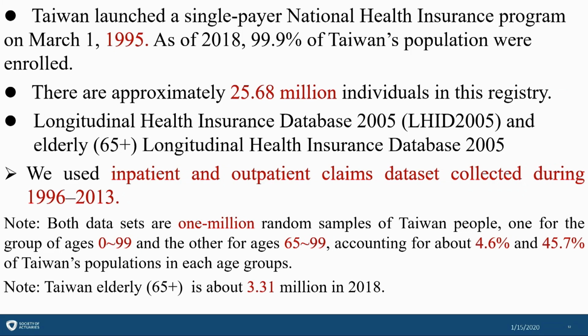Both data sets are 1 million random samples of Taiwan's people, one for the group of age 0 to 99, and the other for age 65 to 99 years, accounting for about 44.6% and 45.6% of Taiwan's population.